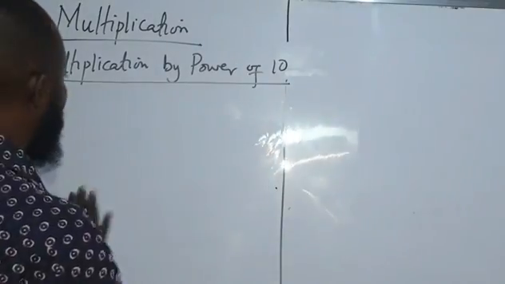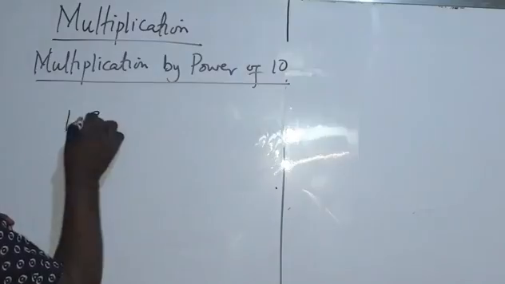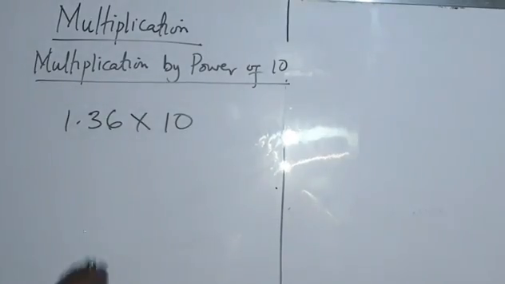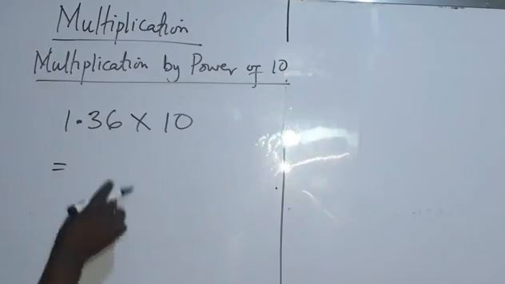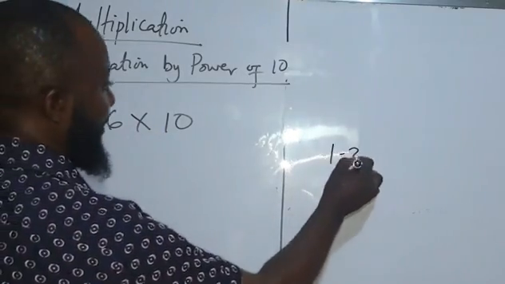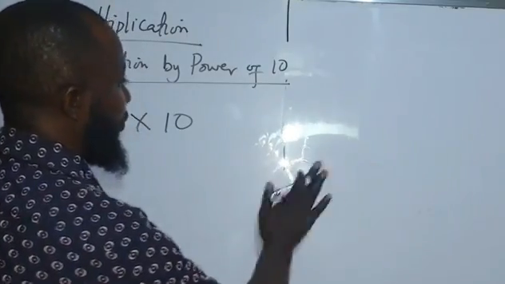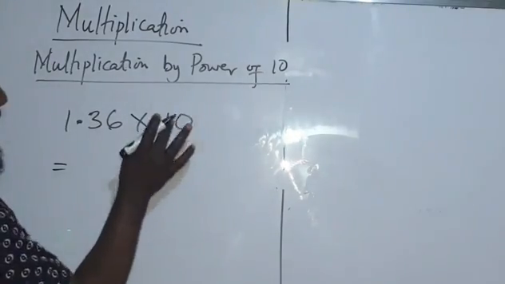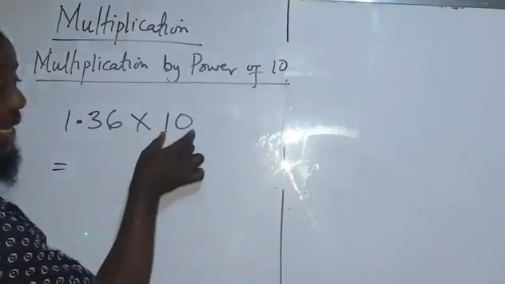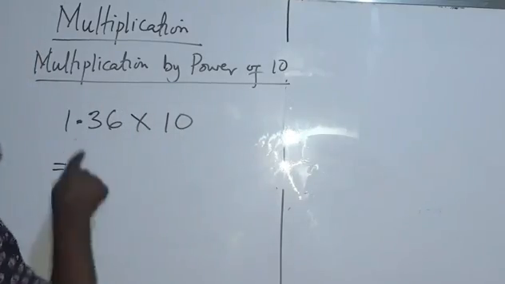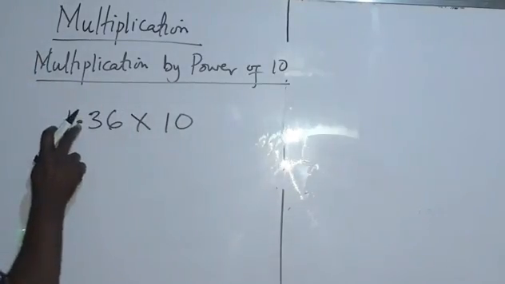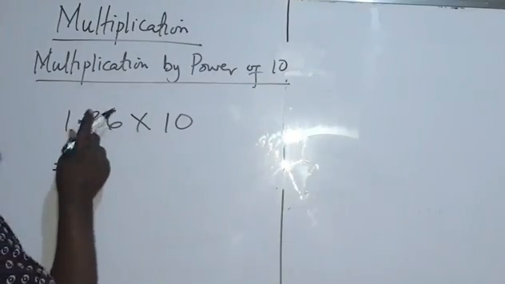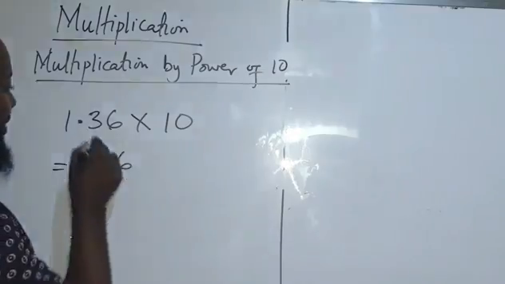So what you're going to do, for example, now you have 1.36 multiplied by, let's say, 10. You want to multiply this by 10. So without doing the long working, within 1 second you pick your answer and out. Now this 10 has how many zeros? 1 zero. So that means you're going to move the decimal point one place to your right. So you bring the decimal point here. That means this would be 13.6. You just move it once.